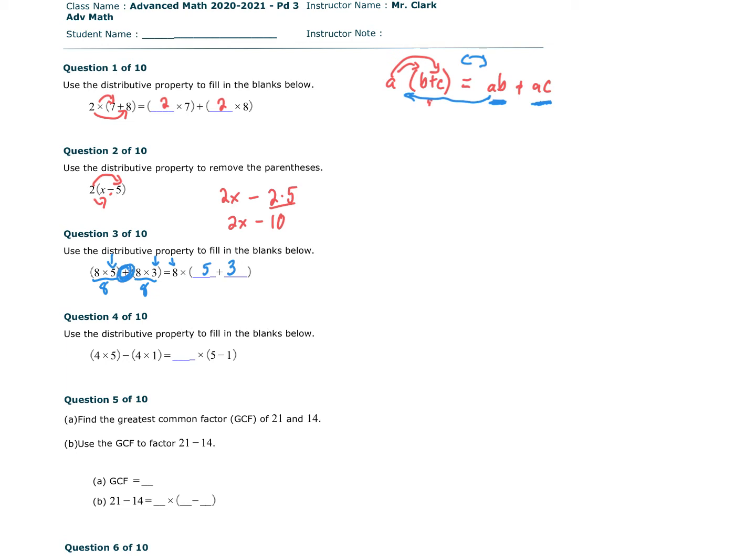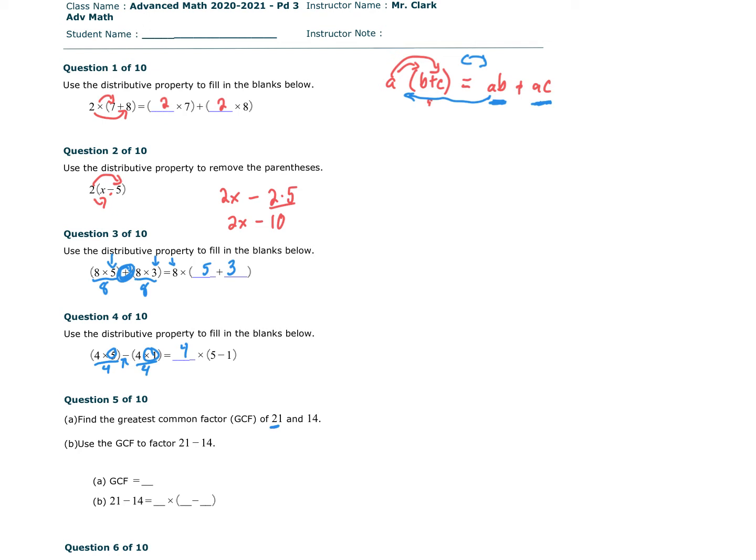All right, so the next one, we have 4 times 5 minus 4 times 1. Well, we can factor a 4 out of both of these. So now we have the 4 on the outside, and inside we have 5 minus 1. Okay, so we can do this with any factor. We're going to do it with the greatest common factor. That'll simplify it the most.